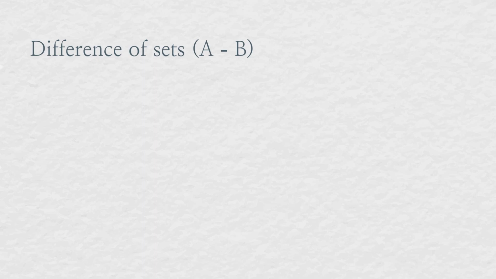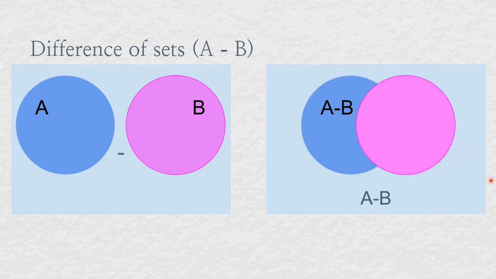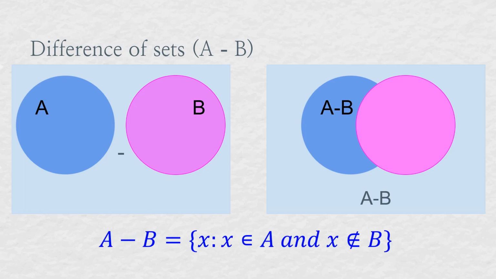Suppose that we want to find A minus B, which is graphically shown in this figure. The result of A minus B will be all the elements in set A which are not there in B, and A minus B is shown by this blue region in this Venn diagram. Mathematically, this can be written as A minus B is equal to all the elements X such that X is in A and X is not in B.